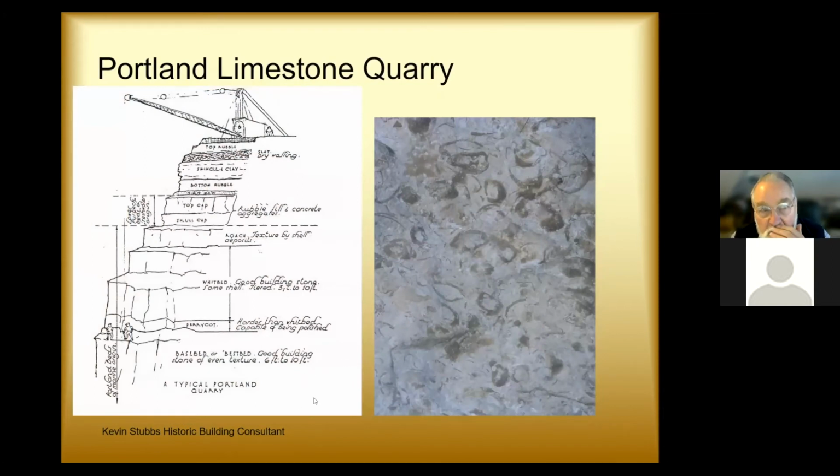Well, in areas like Portland, a number of beds were worked at the same time in fairly deep quarries, and by the 18th century you've got fairly crude cranes being used, and in the 19th and 20th centuries, much more sophisticated winning of the various beds. And here you can see a typical Portland stone quarry. We've got all the different beds running here, with rather nice names.